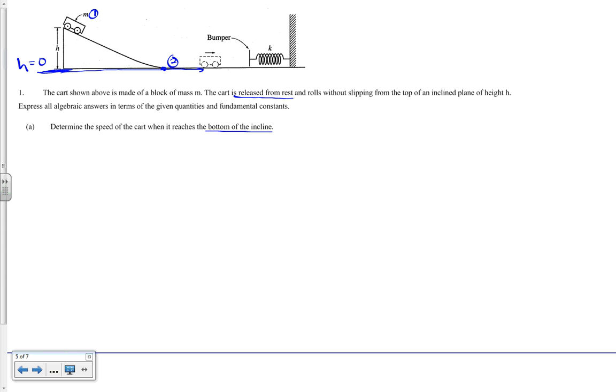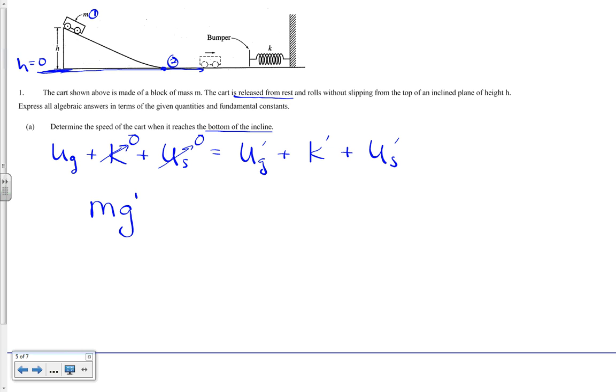The energy it has on the top, it could have gravitational, it could have kinetic, it could also have spring potential. At the bottom, it could have gravitational, it could have kinetic, and it could also have spring potential. It can have all these things. Does it have gravitational? At the top it does. Does it have kinetic? At the top, does it have a spring? No. When those things go to 0, what we're left with is mgh at the top.